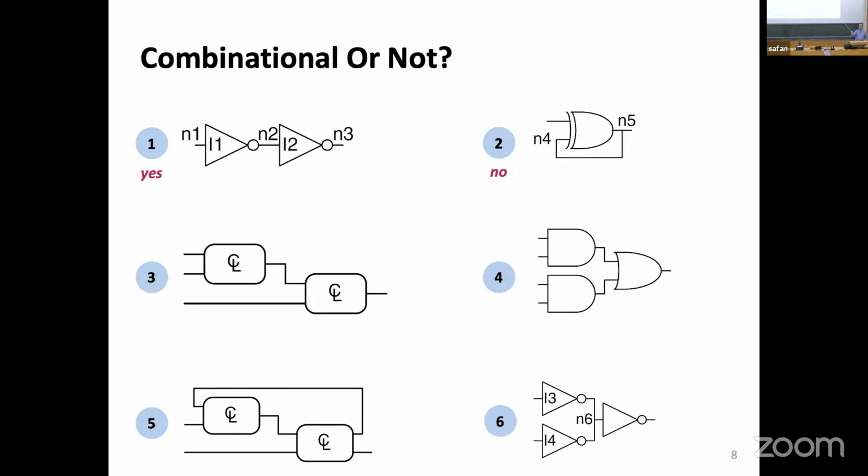Yes? It's not because N6 connects to... Yes, so the output of I3 and the output of I4 connect to N6. So this N6 is not determined by this one; you see this and you say, no, I'm not playing this game, this is not combinational.